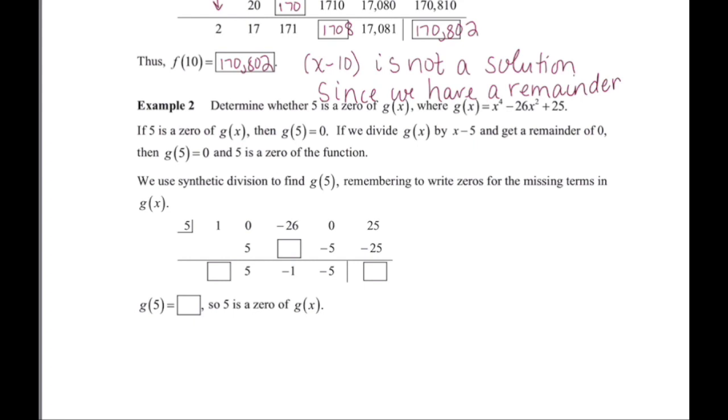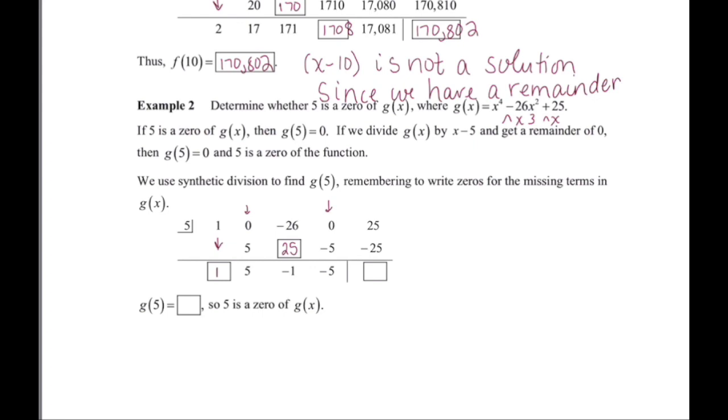We're going to use synthetic division, so we're going to try 5. Notice when I have my value here, I'm missing the x cubed, so I'm putting in a 0 for the x cubed place. I'm also missing a regular x, so I put a 0 in for regular x. We bring down the 1, so we have 1 times 5 is 5. 0 plus 5 is 5. 5 times 5 is 25.